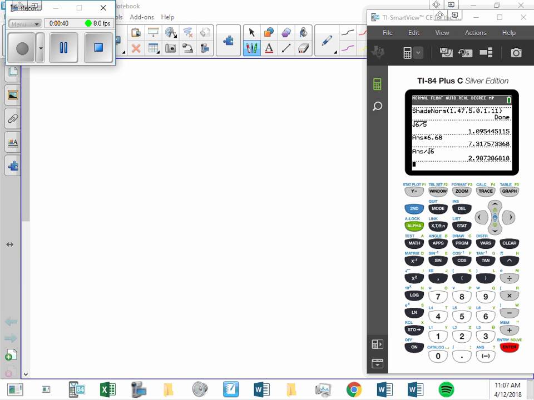Okay, so 2.02 is 5%. Do you guys see that? What does that mean? So my t-score is 2.02. Why is it not a z-score?